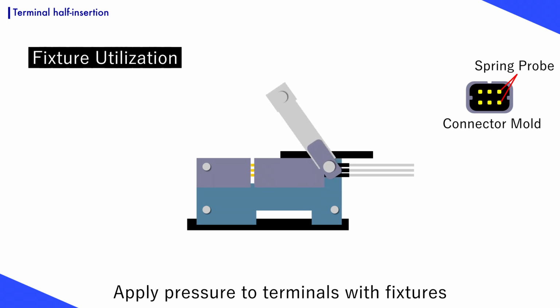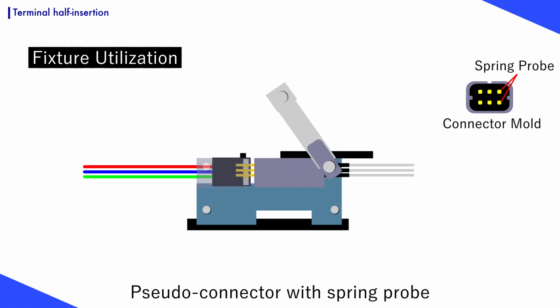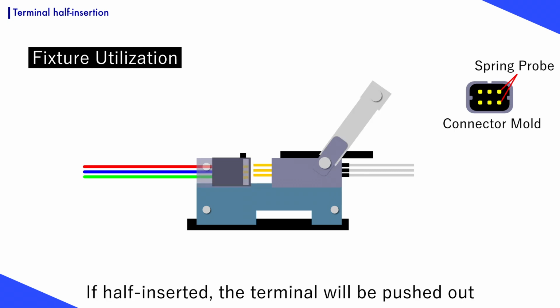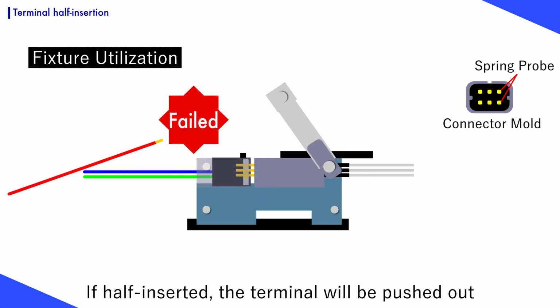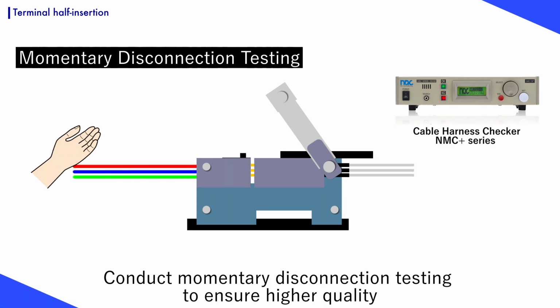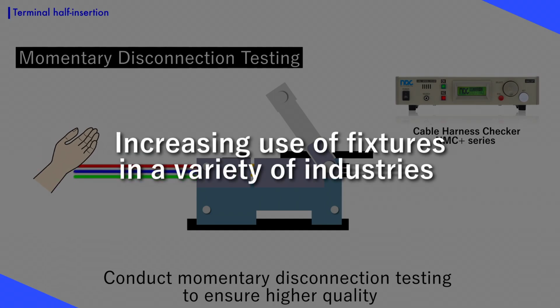The fixture is a pseudo-connector using a spring probe, and a lever is used to apply a certain amount of pressure to the terminal to make it conduct. If the terminal is not inserted correctly, it is pushed out. In addition, a momentary disconnection testing can be performed to further improve the quality of the fixture. The fixtures are also being introduced outside of the automotive industry.